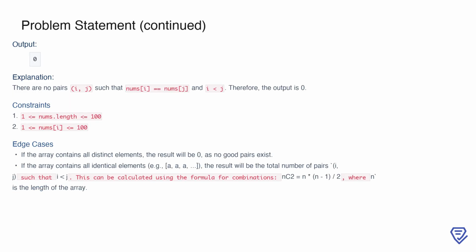In the third example, the input array is nums equals [1, 2, 3]. Here, the output is 0 because there are no good pairs. Since all the elements in the array are distinct, there are no indices i and j such that nums[i] equals nums[j]. Without any matching elements, it's impossible to form a good pair, so the result is simply 0.